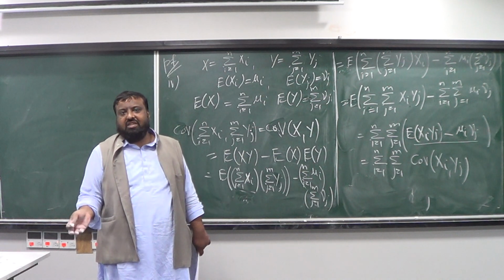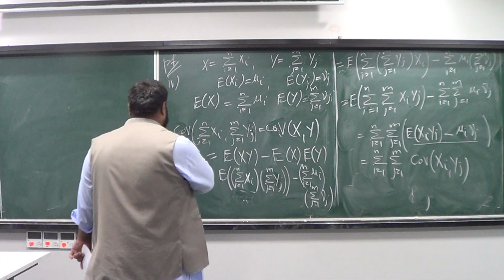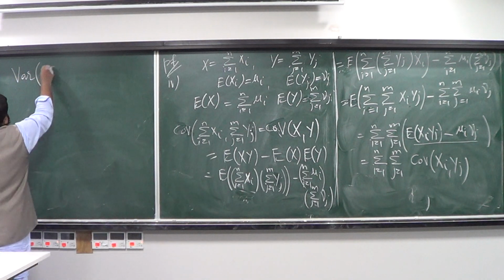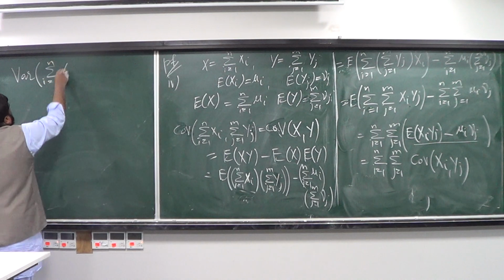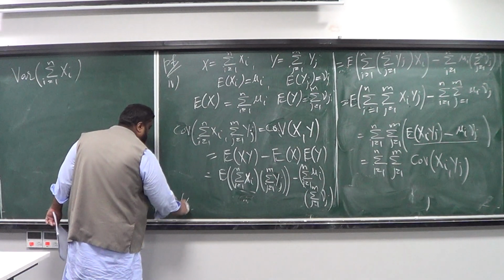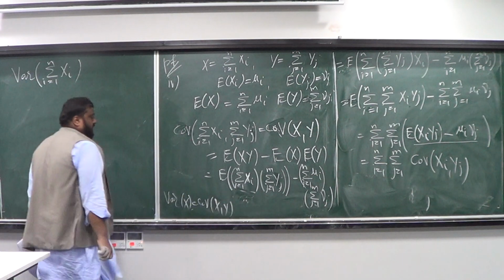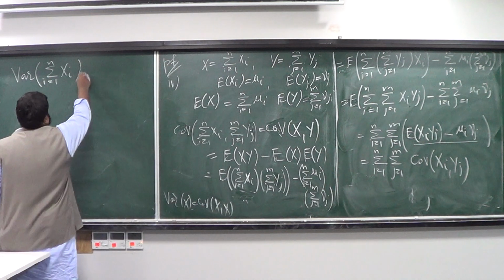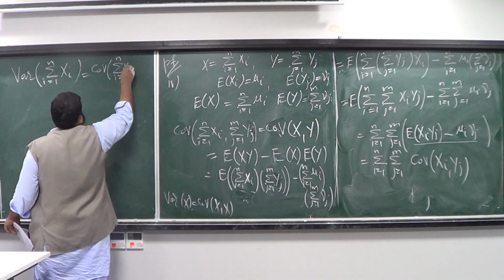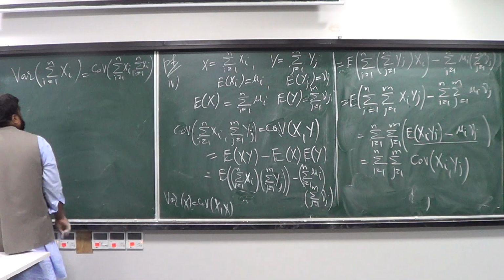Is the variance of the sum equal to the sum of the variances? The answer is no. If you compute, for example, the variance of the sum for i equal to 1 to n of xi, then we just saw the identity that the variance of x is basically the covariance of x with x. So the variance can be written as the covariance of the sum from i equal to 1 to n of xi, comma, the sum from i equal to 1 to n of xi.